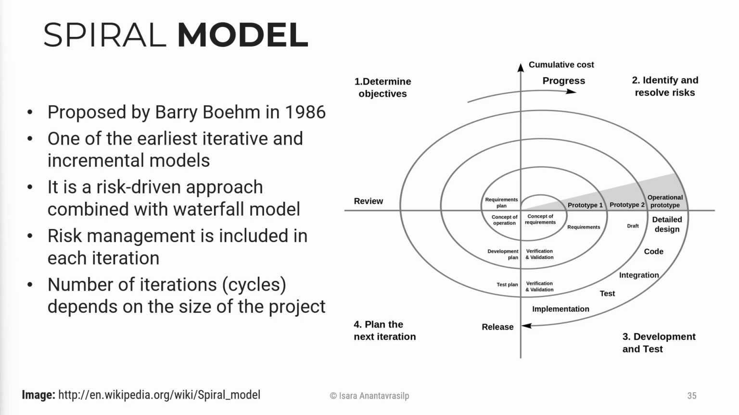As you can see in the image here that I took from Wikipedia, this is the image of the spiral model defined in 1986 by Barry Boehm. All right, it consists of 4 sections, 1, 2, 3, 4, and each section we call a phase. Okay, the first one is determine objectives, or I would say the planning phase. This initial phase involves defining the objective, scope, and constraints of the project. This includes identifying the requirements, project risks, and resources that will be needed.